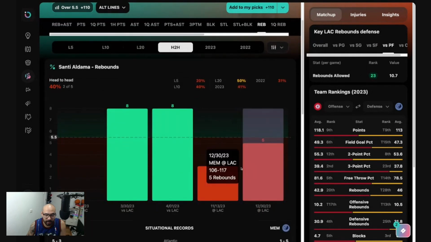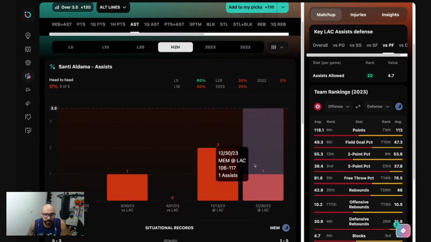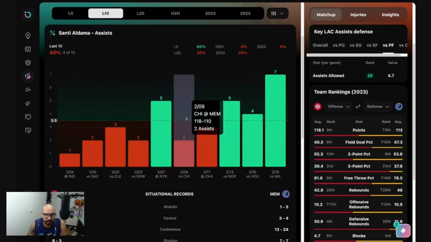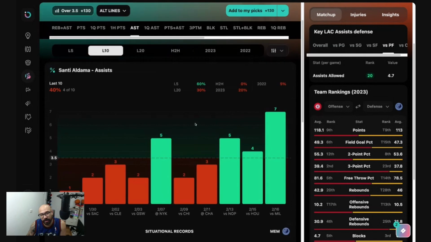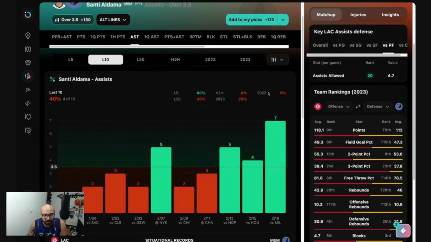Rebounds against the Clippers, last 2 games he's gone under. Let's have a look at his assists against the Clippers. He's gone under in all those games too. Played 22 to 21 minutes. Looking at his last 3 games are the main ones I want to look at: 29, 21, and 32 minutes as well. So, yeah, it's plus money, but there's not enough form here.